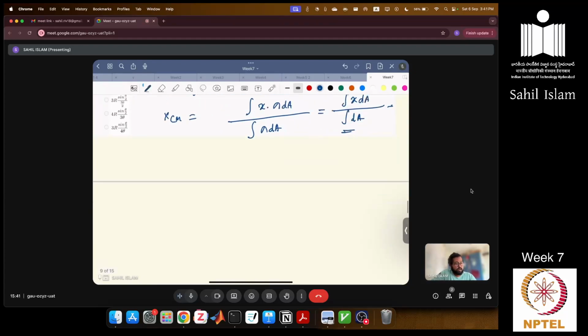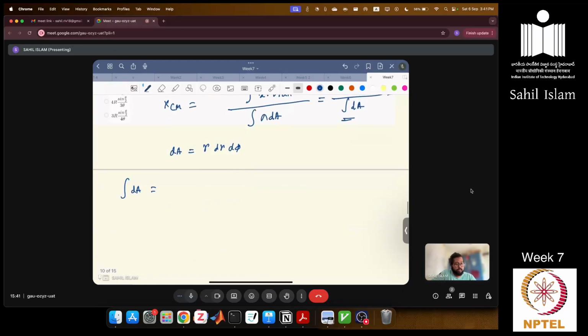So what is integral dA? We know that dA is the area element, and for a circular disc the area element is r dr d phi. So let's say this is r.